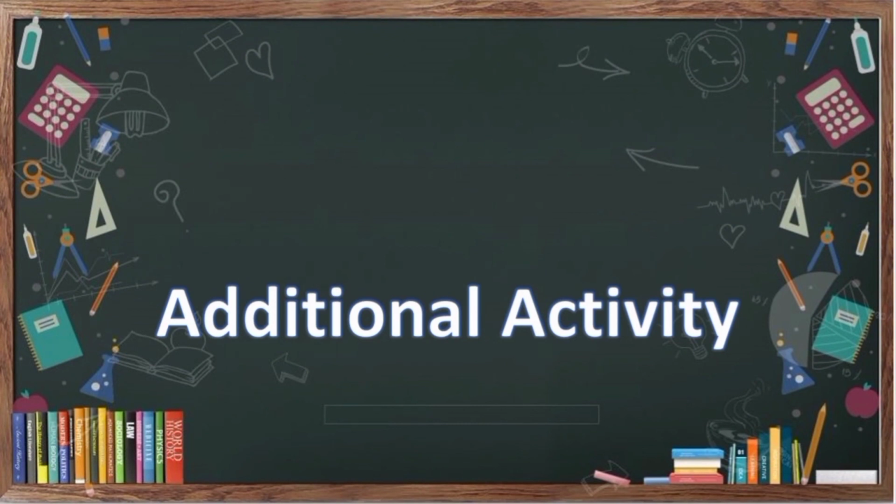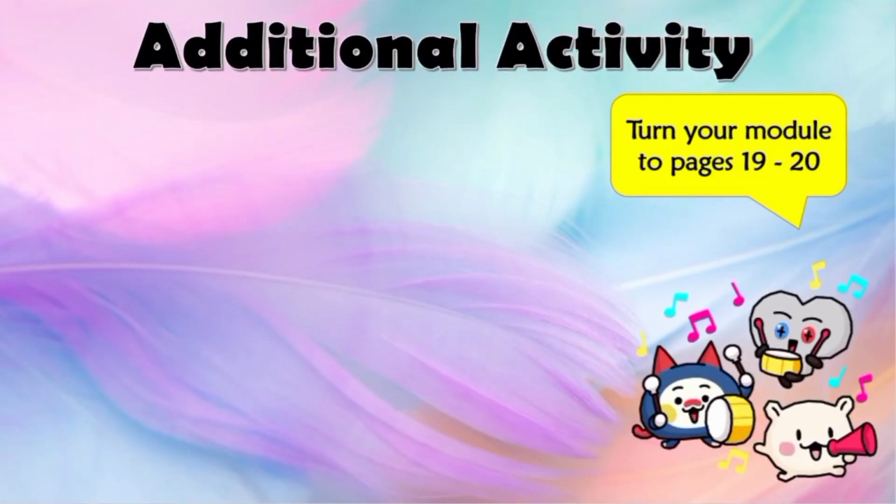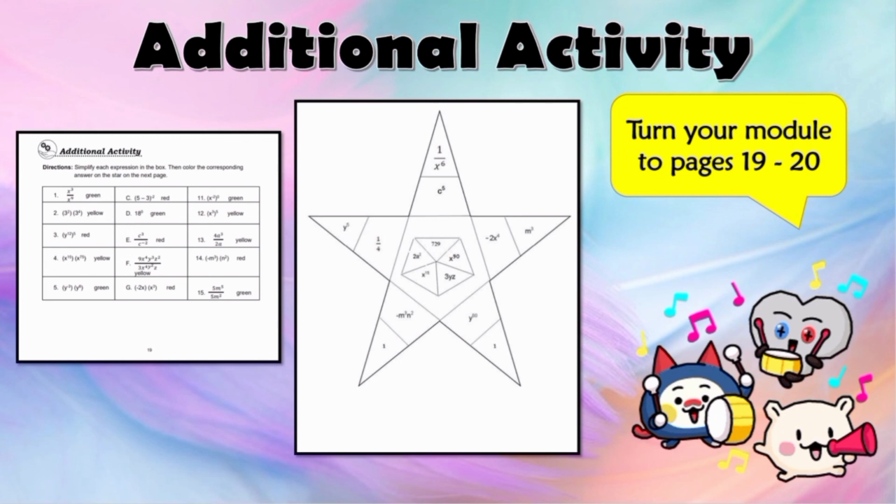Additional activity. Turn your module to pages 19 and 20. Simplify each expression in the box. Then color the corresponding answer on the star on the next page.